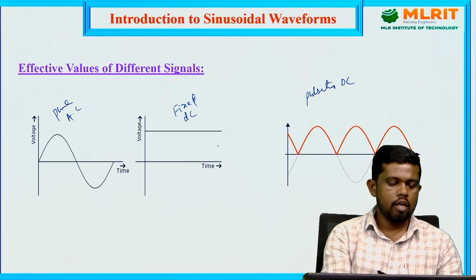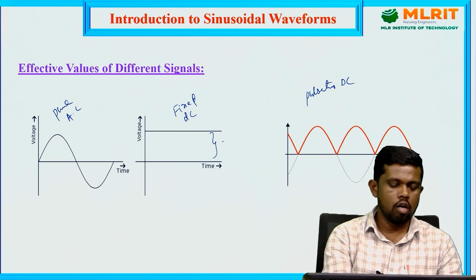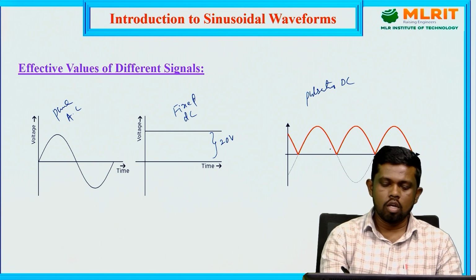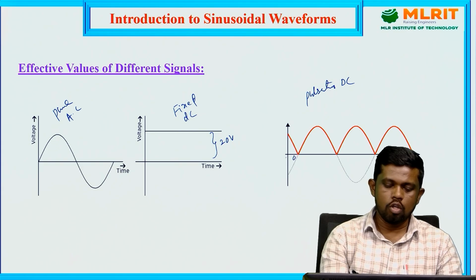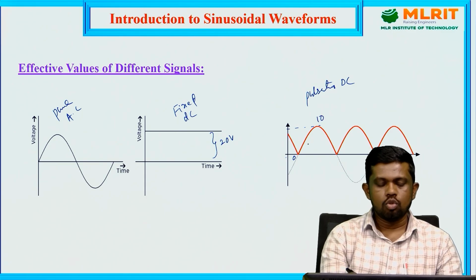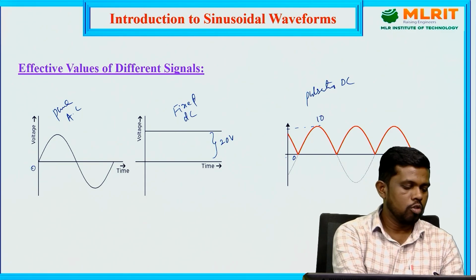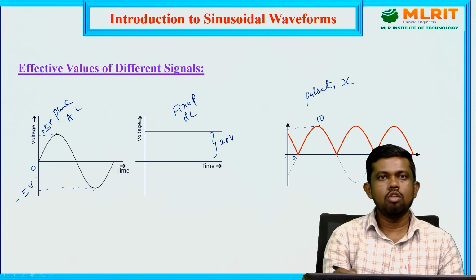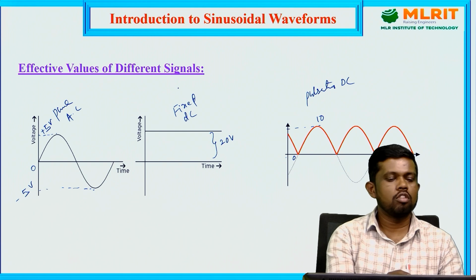So let us suppose this value is 20 volts. Here we have considered voltage, so it's 20 volts. For this one, the starting instant is here, we can take this as 0, and let us say this value is 10. Then for this one, 0, and here plus 5 volts, and suppose this is minus 5 volts. Based on these values, we would like to find out the effective values of the different signals.